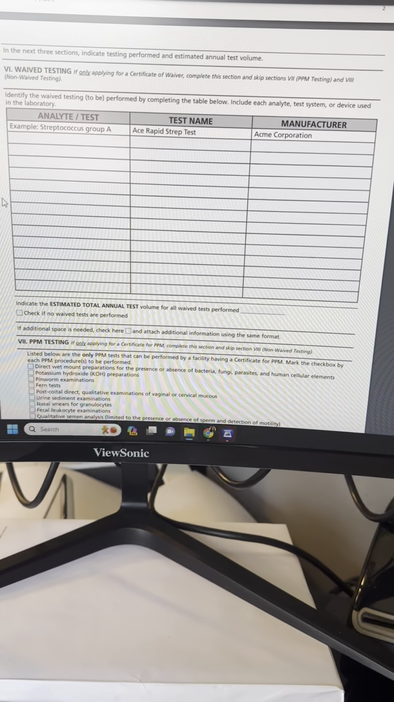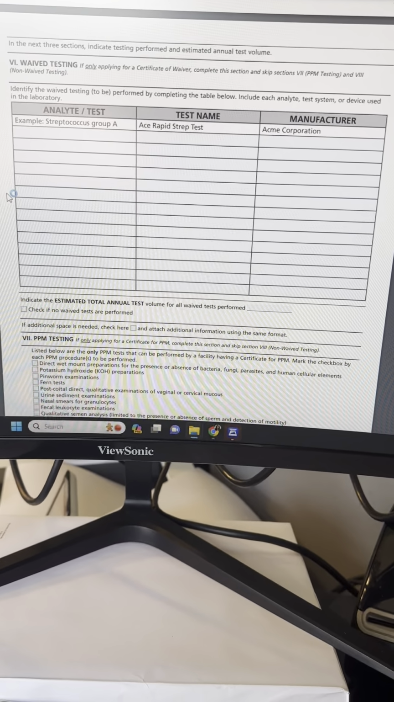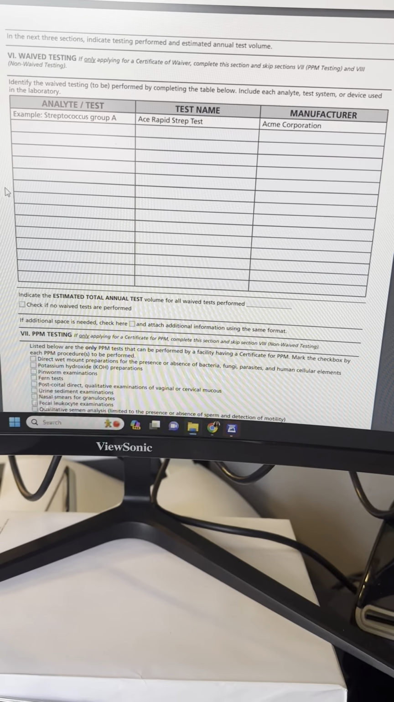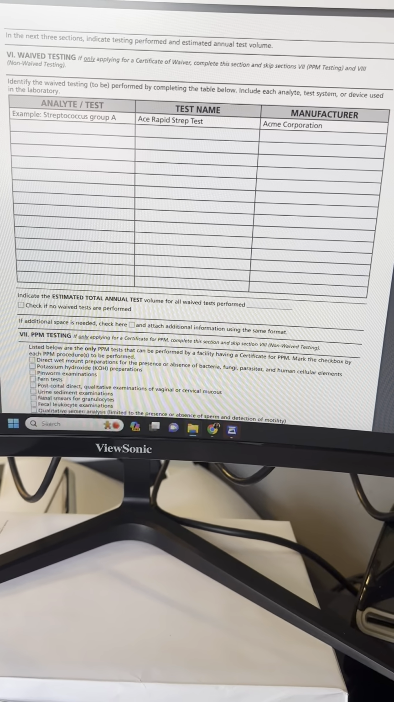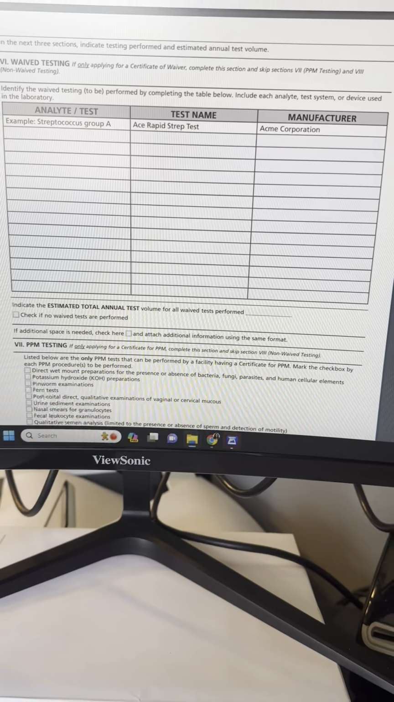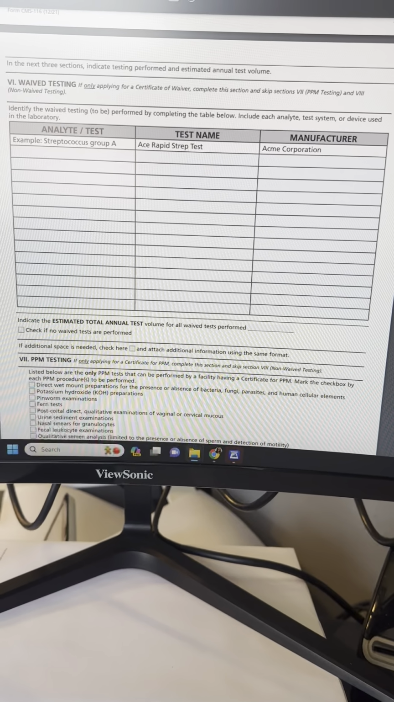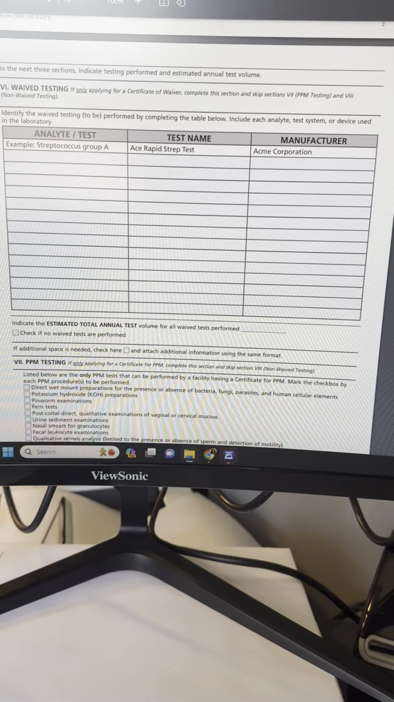Well, what tests should I do? Well, what's your company? What's your niche? What are you doing? You know, when you apply for a CLIA license, this is a real life business that you're running. It's just not something to have and hang on your wall, right?